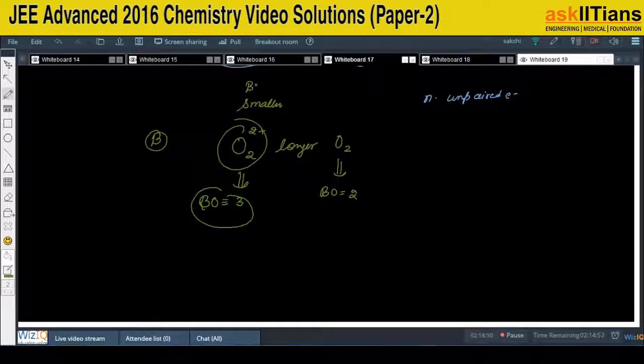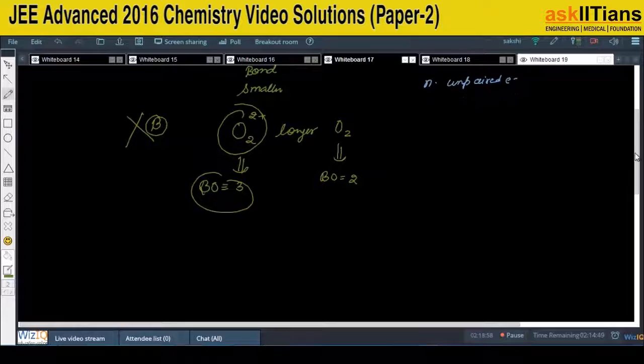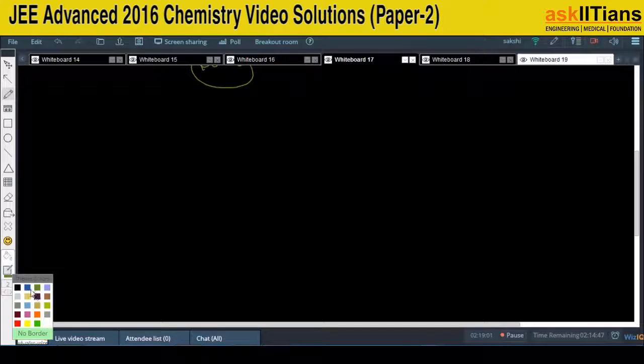So I'm talking about the bond will be smaller. So option number B is not the correct option. Coming over to option number C again. Now option number C says that the question is N2 plus and N2 minus have the same bond order.